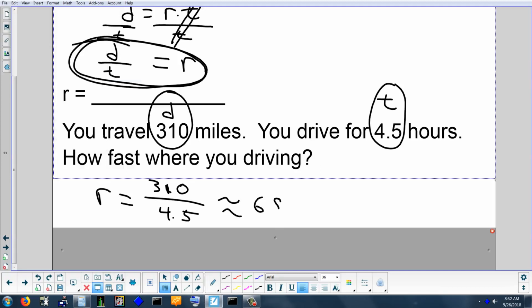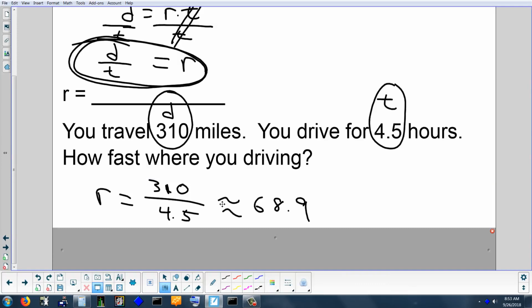So it's about 68.9. Now, it's a word problem, so we need a label on that. What was the unit on my distance? Yes, distance was miles, time was hours. That's miles divided by hours, so we write miles per hour. Some people write MPH, same thing. You're driving about 68.9 miles per hour.